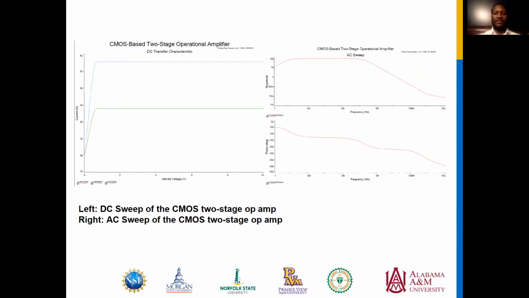Then at the bottom, the frequency is on the x-axis. On the y-axis is the phase degree. The phase degree will be at negative 100 degrees. And when the frequency increases, the degrees will decrease. And when the frequency keeps increasing, then the phase degree will level out. It will do that throughout the whole graph until the degree is at negative 400.